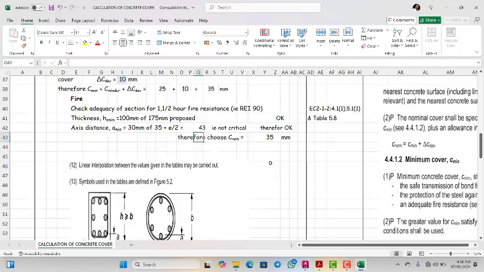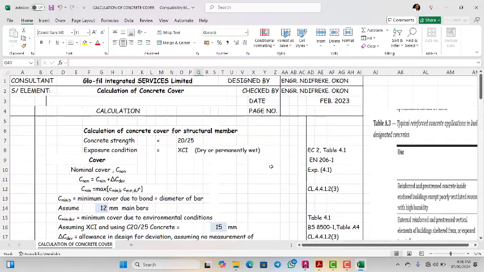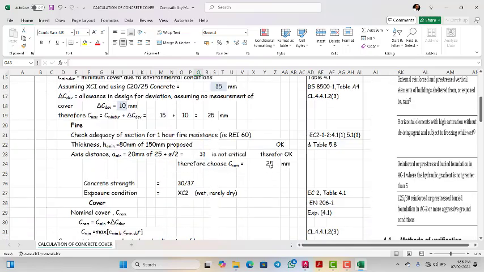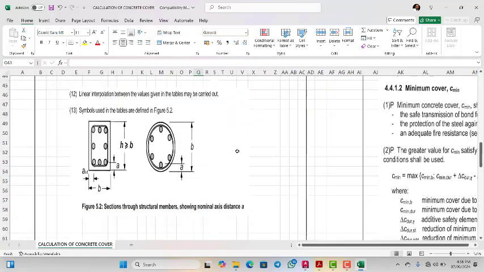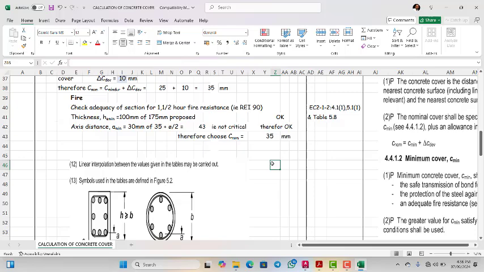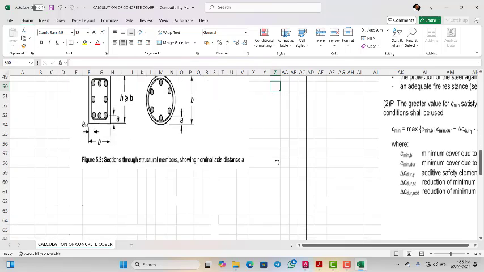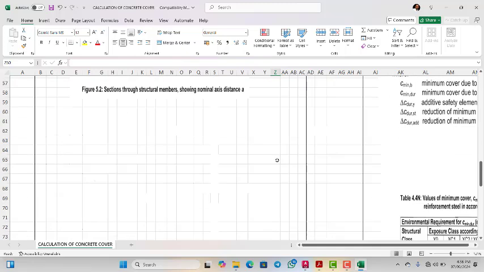So that is how you can calculate your concrete cover for your structural element. In a situation where you see maybe we use 25, maybe 20, maybe 35, I don't want you to be confused. I think you can now know how we derive all those calculations.